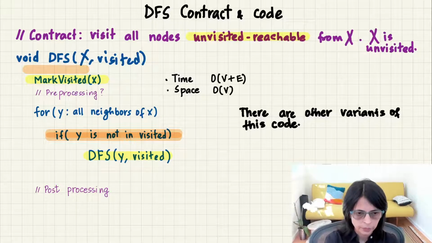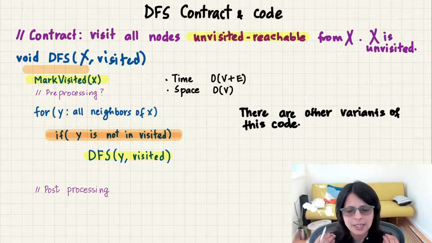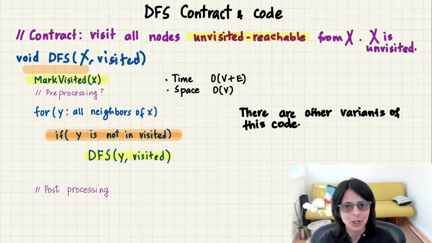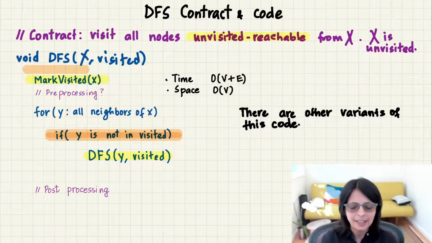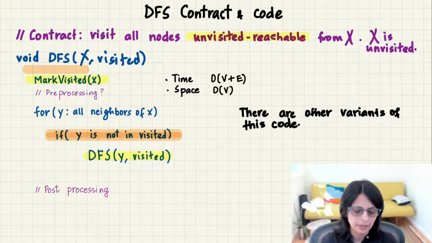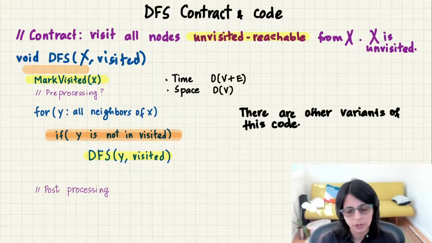Okay, so looking at the basic structure of the code, and I'm sure this is what our classical knowledge of DFS includes, is this code. And so I just want to put it back up there. DFS of X comma visited. Usually the first thing we do is mark X visited because we're on it now.